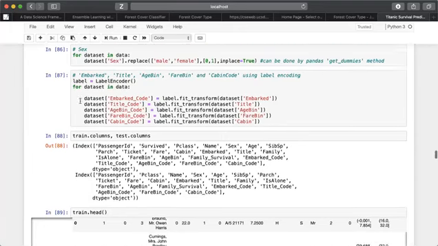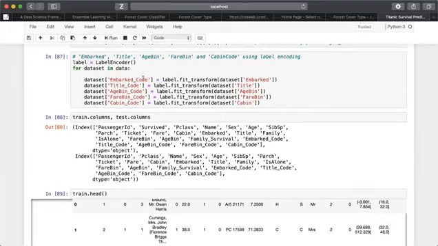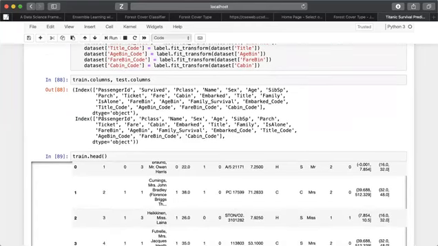So I have made a new column, embark code, from the embark by using label fit and transform, title code for title, age bin code from age bin, fare bin code from fare bin, cabin code from cabin. If we see the columns now, we have got the new columns from the original: title, family, is alone, fare bin, age bin, family survival, embark code, title code, age bin code, fare bin code, and cabin code.